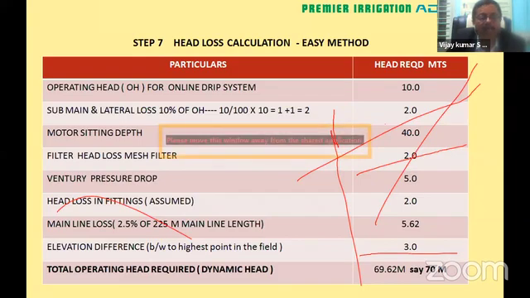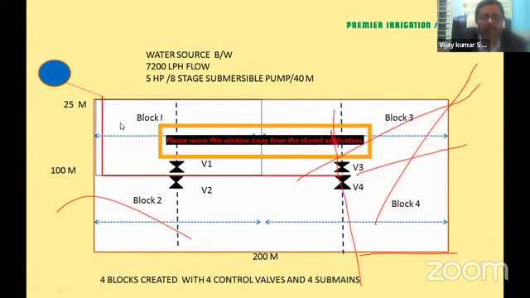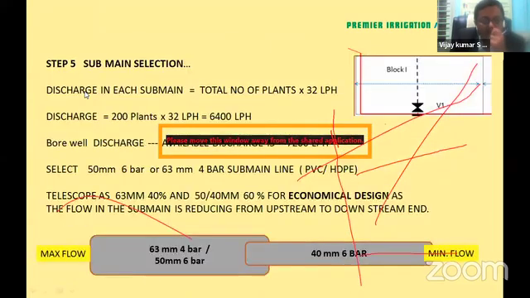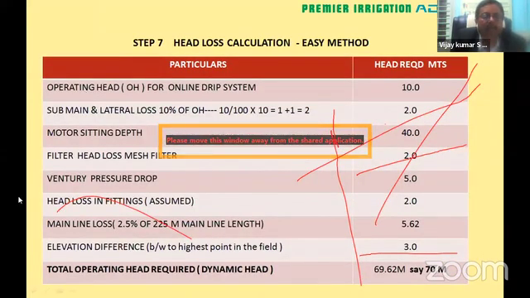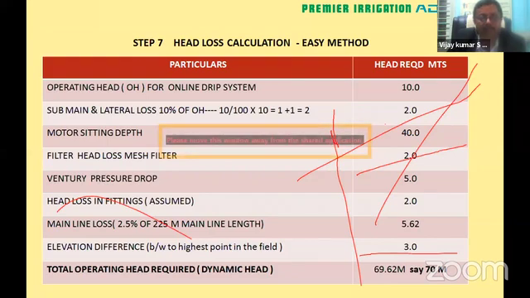And to calculate the mainline loss, we need to take 2.5% of 225 meters. So how did I get 225 meters? It's very simple. All you need to do here is 25 meters from here, 50 meters over here, and another 50 meters here and 100 meters here. So 100, 150, 200 and 225. So that is how we got 225 meters. So just apply the standard rule of 2.5% of 225. That means you take 2.5 divided by 100 multiplied by 225, which will give you 5.62 meters.